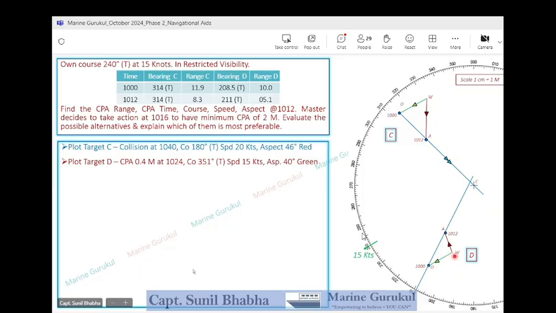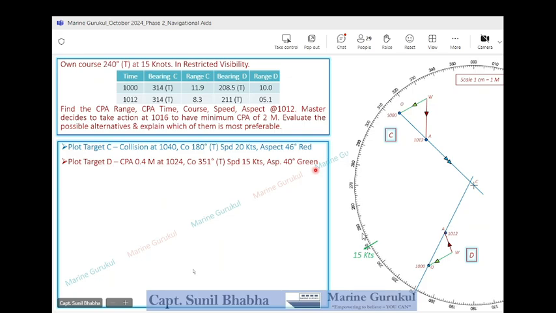We can measure the course of the target by the direction of WA, and the course comes out to be 351 degrees true. We also know the target has covered a distance of Whiskey to Alpha in 12 minutes. So interpolating it for 1 hour, we get the speed of the target, which is 15 knots. We also find out the aspect of own ship. The angle between the heading of the target vessel and the bearing of our own ship from the target comes to 40 degrees, and it is green because our ship falls on the starboard side of the target.